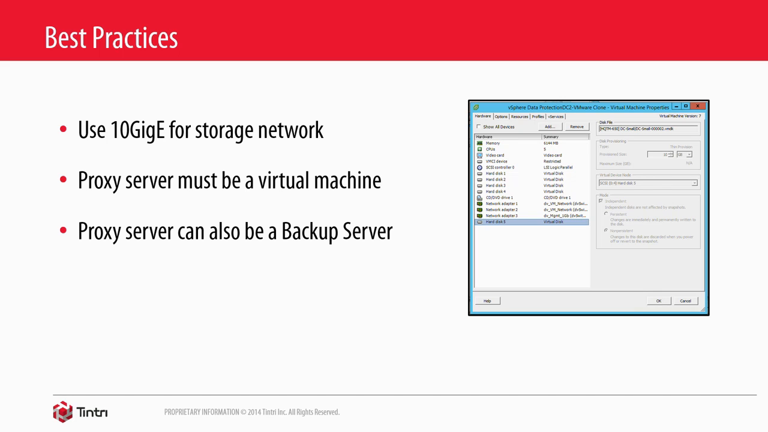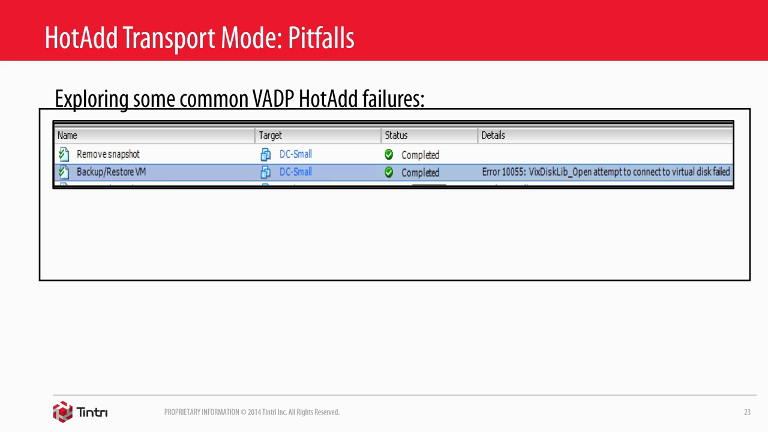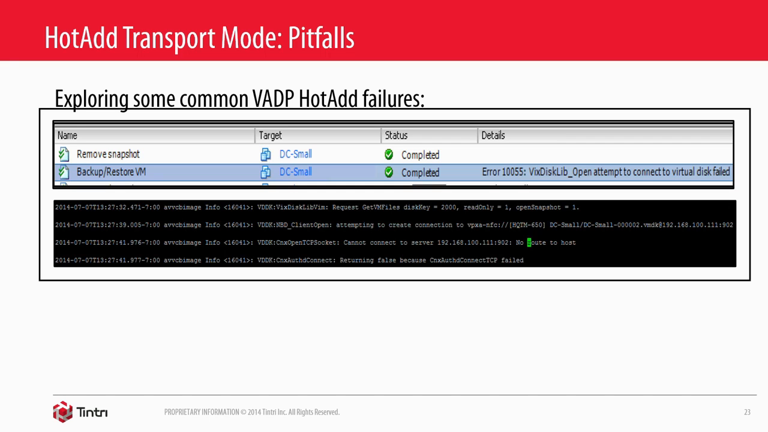It can also be a backup server. Backup server is the NetBackup term, right? So it's just showing the HotAdd attached. So, exploring some common VADP HotAdd failures. Does anybody recognize why this occurs? No connection to the host, right? It's pretty common when you don't have the connection for the ESXi host talking to the storage set up correctly.